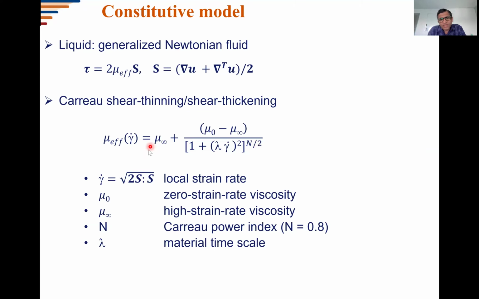So in here, we have a generalized Newtonian rheology that is prescribed, and that is dependent, obviously, on the local strain rate. As the strain rate goes to zero, you get something like a zero strain rate viscosity. When the strain rate is infinitely high, or much higher compared to 1 over this material time scale, you get a viscosity which is mu infinity. So between these two limiting cases, the viscosity undergoes a transition.